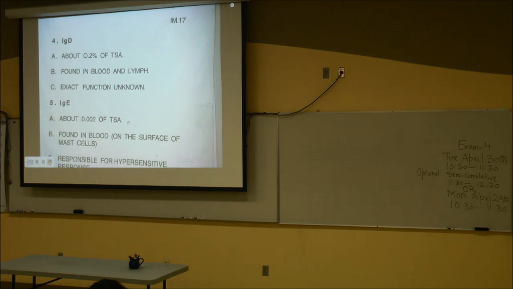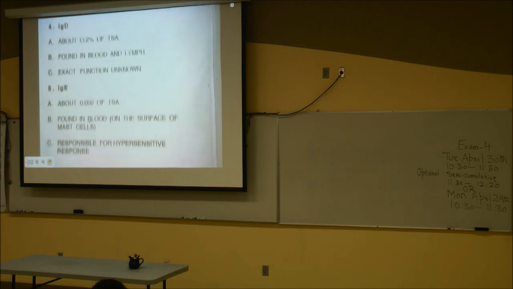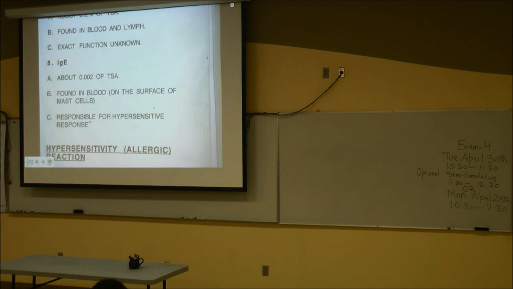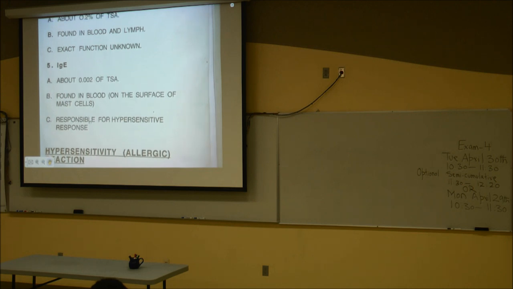Tell me if this statement is true or false. All antibodies are good for you. False. Look at this one, IgE. 0.002%. The percent sign is missing here. 0.002% of the total serum antibody. Why so little? Because this is no good for you. This antibody is not good for the host. It is found in the blood, but where? Please underline the location of this antibody. Very important: on the surface of mast cells.